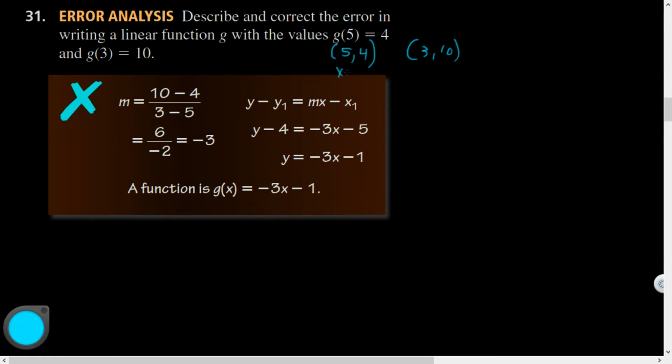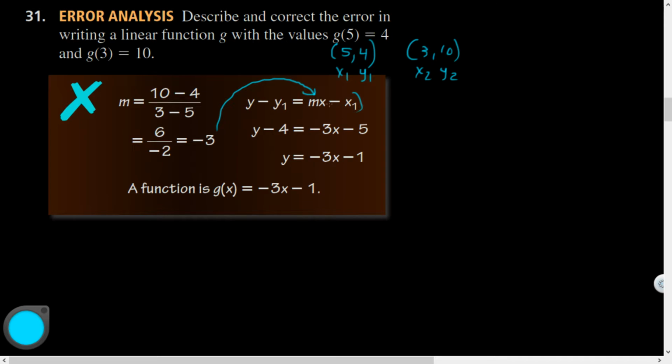So if I label these x1, y1 and x2, y2, it looks like they used the slope formula. Did they do it correctly? y2 minus y1, 10 minus 4, over x2 minus x1, so 3 minus 5. Good so far. 10 minus 4 is 6. All right. 3 minus 5 is -2, and 6 divided by -2, 6 divided by 2 is 3, and it keeps the minus sign. Okay, so far, I agree. Oh, does anyone see their problem yet? They plugged this into point-slope form, but wait a minute.